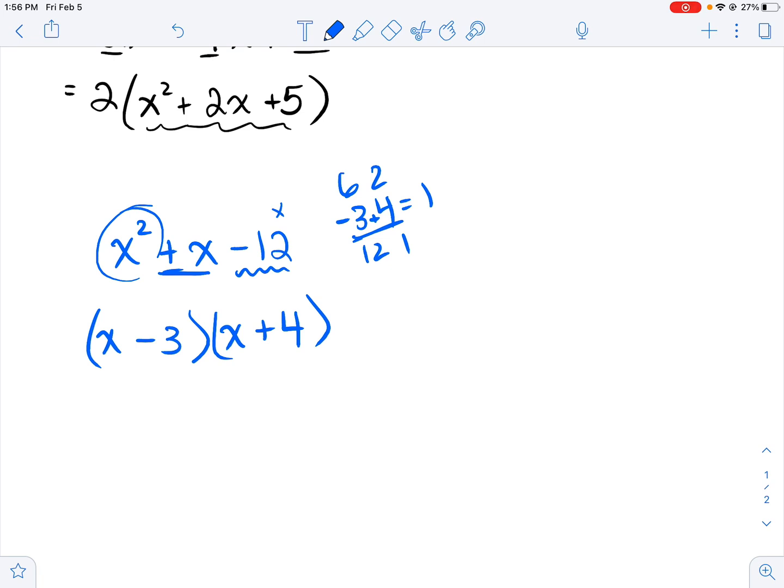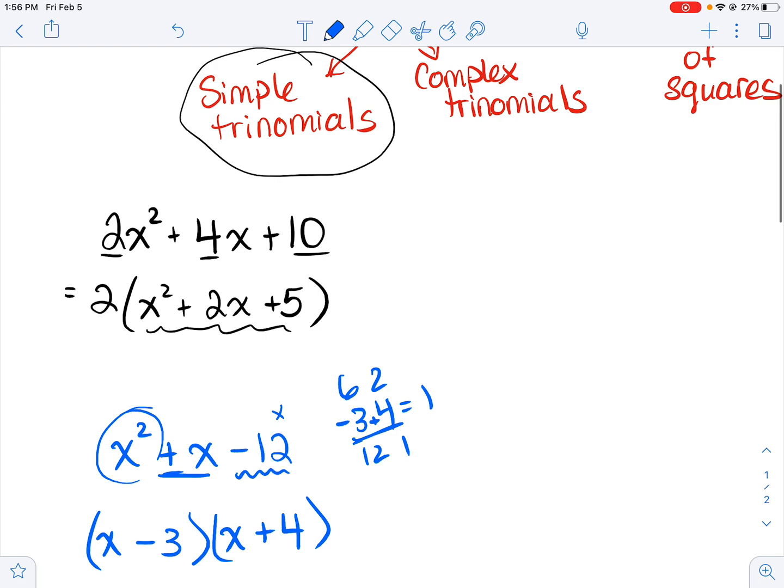Okay, let's factor a complex one. I should have made these up ahead of time.